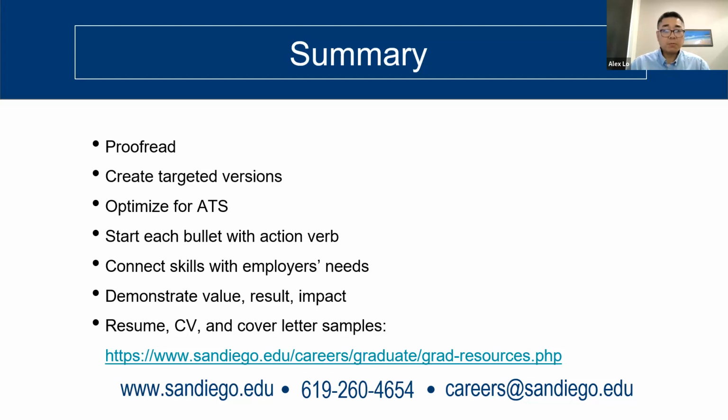And start each bullet point with an action verb. Avoid vague expressions like "responsibilities include a variety of blah, blah, blah." Half a sentence is already done and the reader still does not know what you do. So skip "responsibility" or "duties included" and start directly with the verb that describes your action. Connect skills to employers' needs. Again, that's about tailoring. Demonstrate value, results, and impact when possible, or at least try to describe specific skills or the context of your work. So now let's look at some samples.